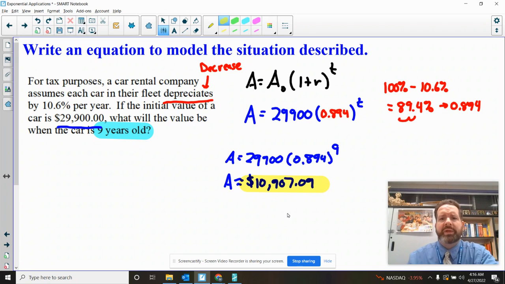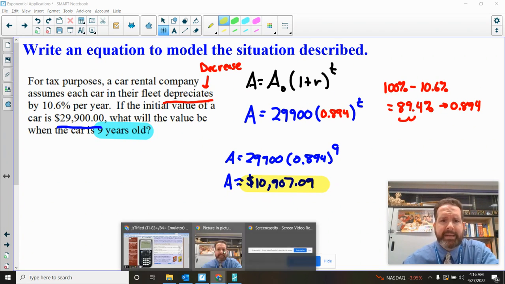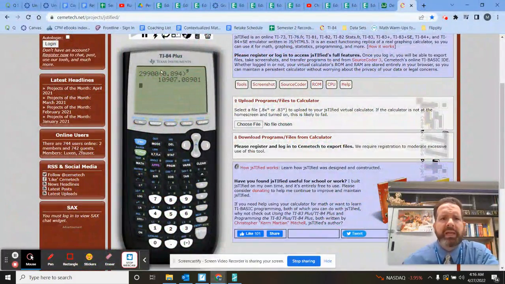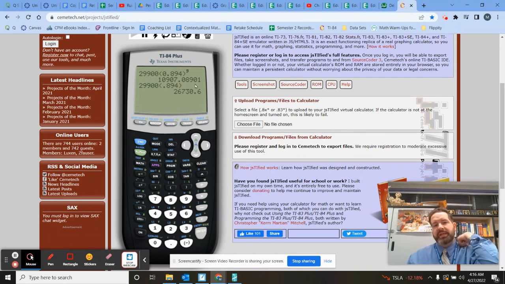can see what's happening here over time. So in this situation, I think I want to look at not all 9 years at once, but how about just the first couple of years so we can see what's happening. After just 1 year, your value has gone down from $29,900 to $26,730.60.